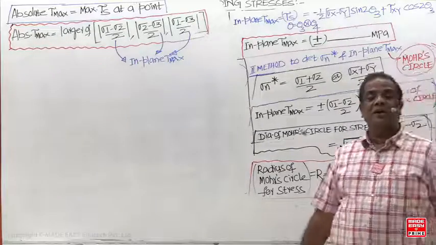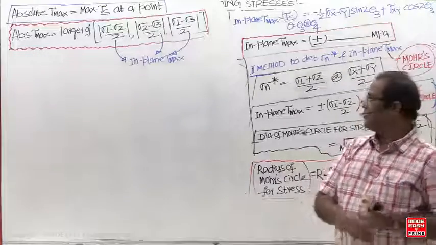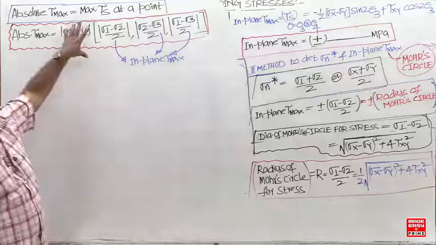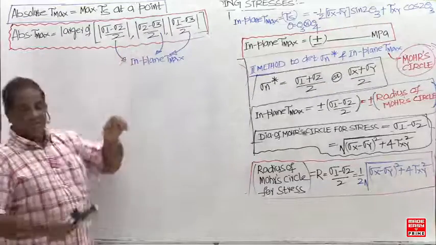Sir, why are you doing it like this? Because your equations are valid for the biaxial case. So 3 in-plane tau max are there, but this is for the triaxial case. But we are studying the biaxial case, in which sigma 3 is 0.